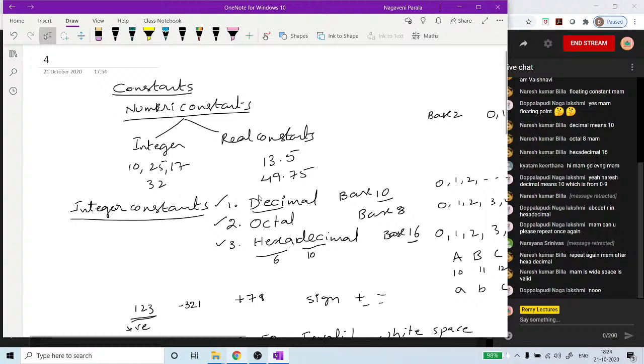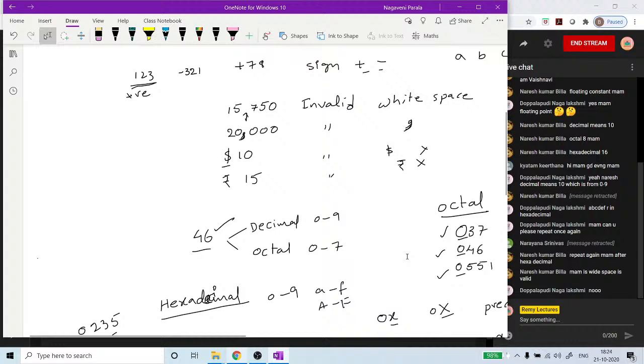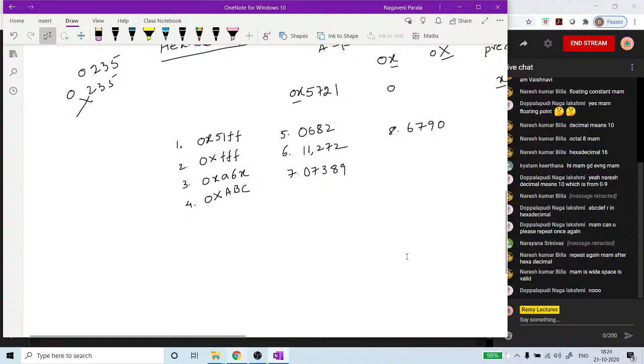So now we are discussing only integer constants. Integers have three types: decimal constants, octal constants and hexadecimal constants. I have not yet explained real constants or floating point constants; I will explain them after these are done. Now see which one is correct among all these 8. Try to find which one is valid and which one is not valid. We will discuss.